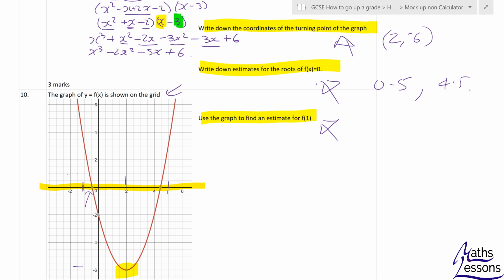Now we want to find an estimate for f of 1. So what we do is we put 1 into the question and we look out and see what we get. And it seems to be about -5.